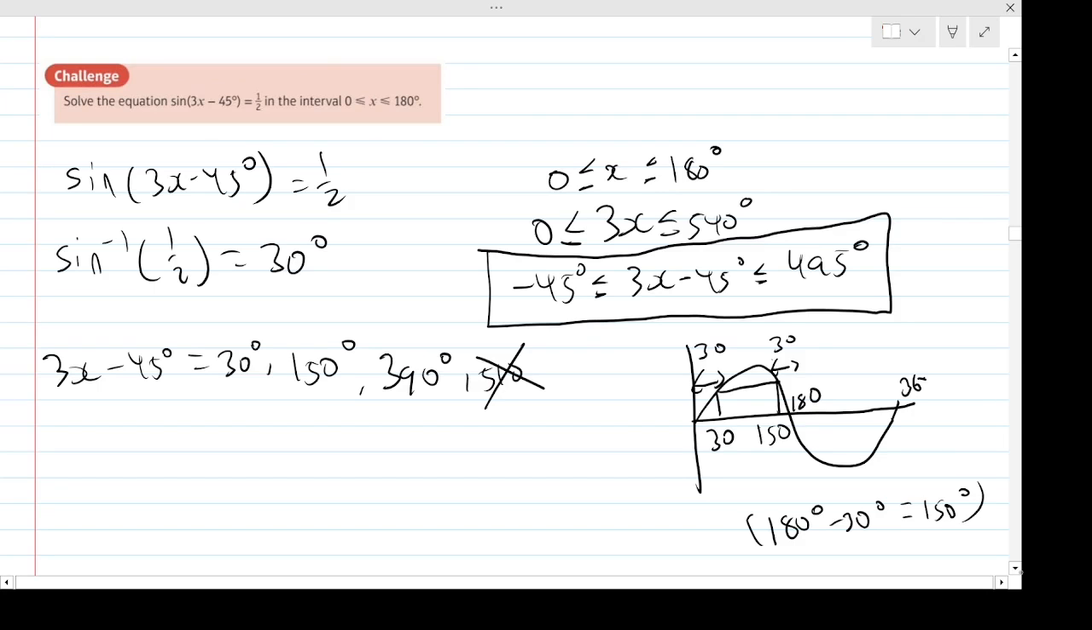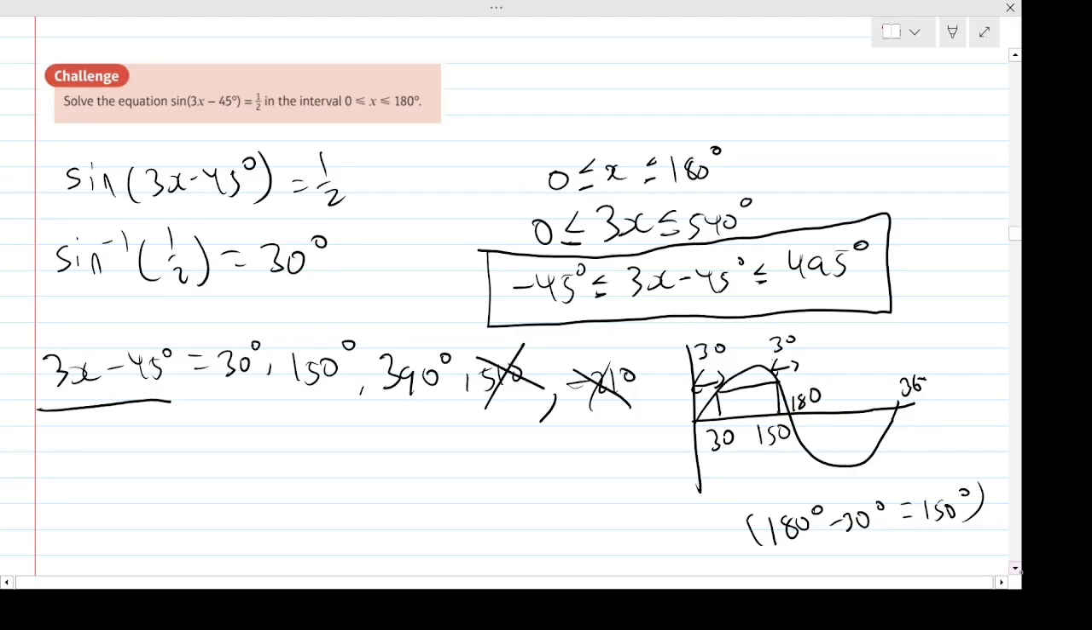So if we go backwards, if we take away 360 from 390, we would get 30. Okay, but we've already got 30. What about 150 take away 360? We would get minus 210, and that's outside the range as well, because that's more negative than minus 45. So actually there are no negative solutions either. So those are my three values then: 30, 150 and 390.